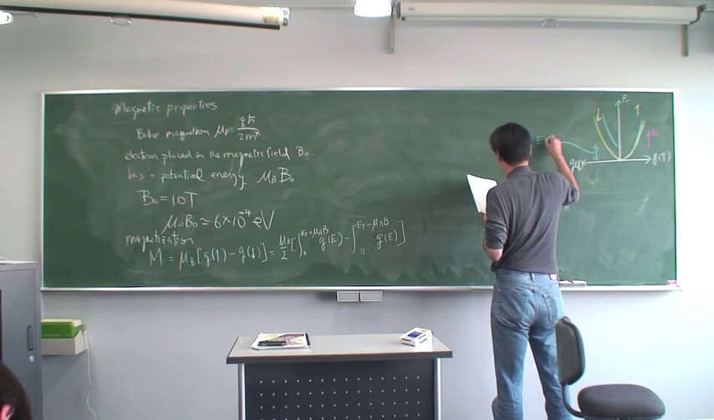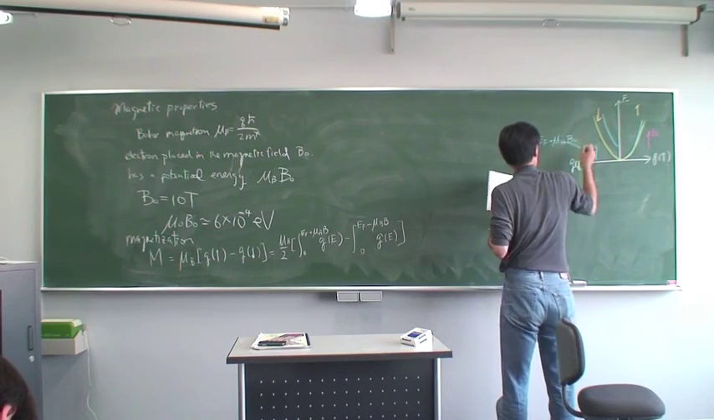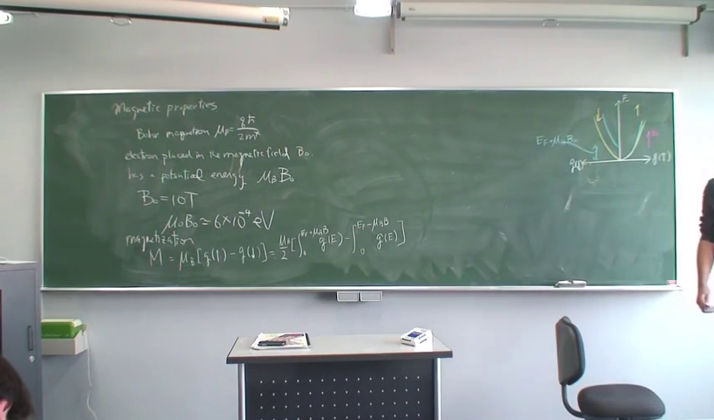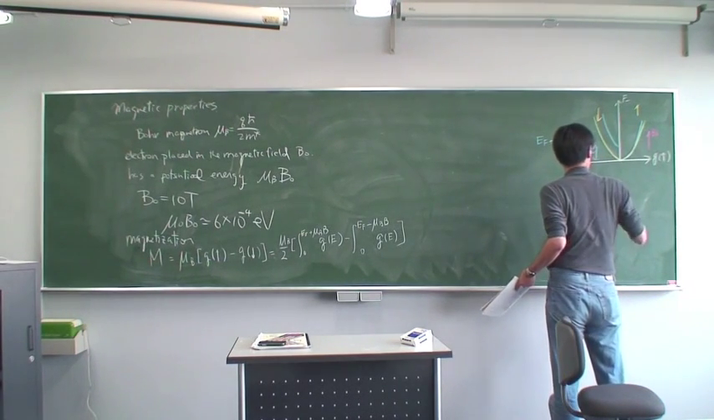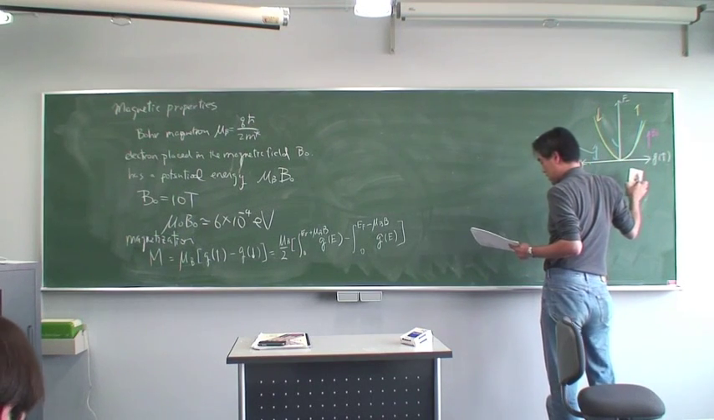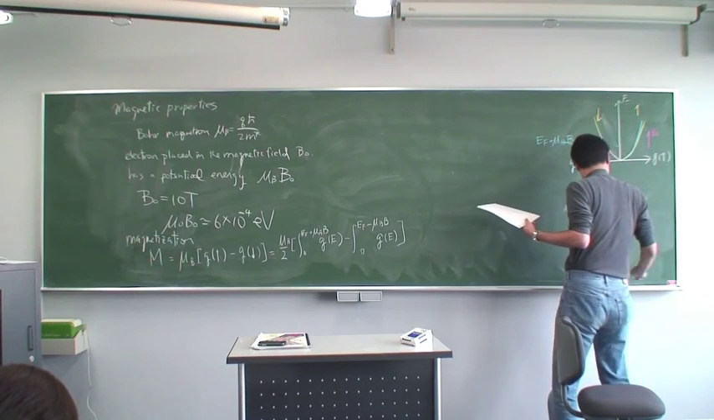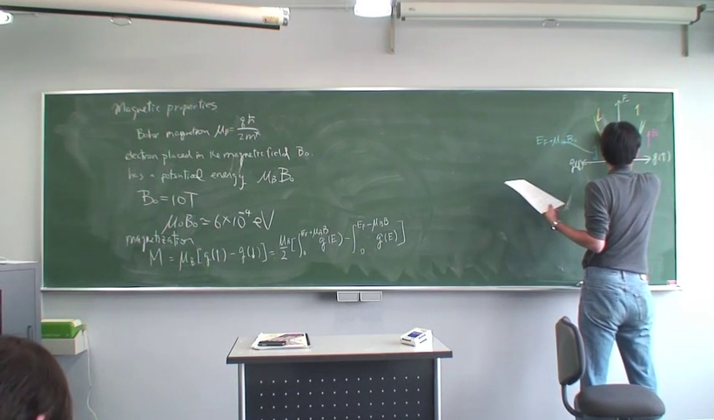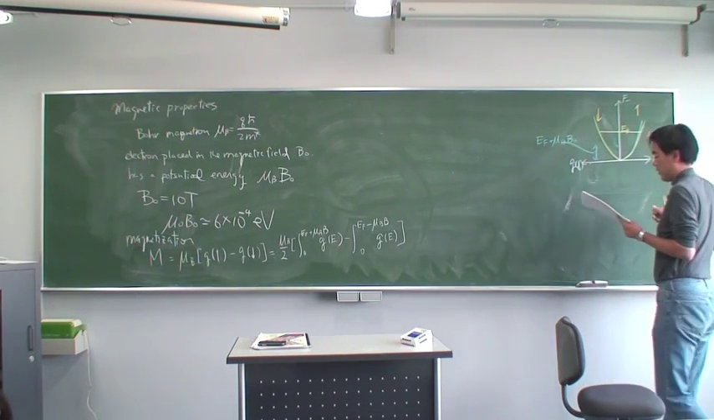And here, basically the difference is something of the order of EF plus mu B B naught. Okay? Sorry, this is not precise. I have to make it more precise. Originally, let's try to make it more precise. Sorry. Let's say this is the Fermi level.